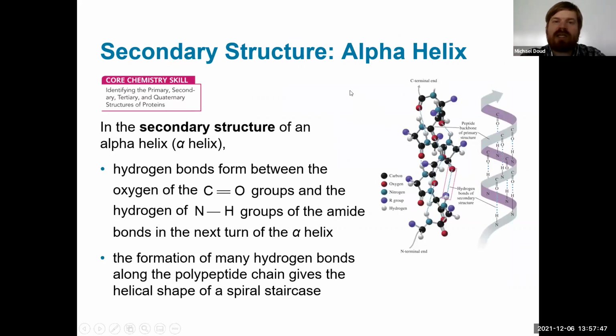Okay, so starting with secondary structure, there are two really important parts of secondary structure, and a third that we'll talk about briefly. The two main secondary structures of proteins are, starting with the alpha helix. In an alpha helix, hydrogen bonds form between the oxygen of the carbonyl of one amino acid and the hydrogen bonded to the nitrogen of an amide bond in the next turn of the alpha helix.